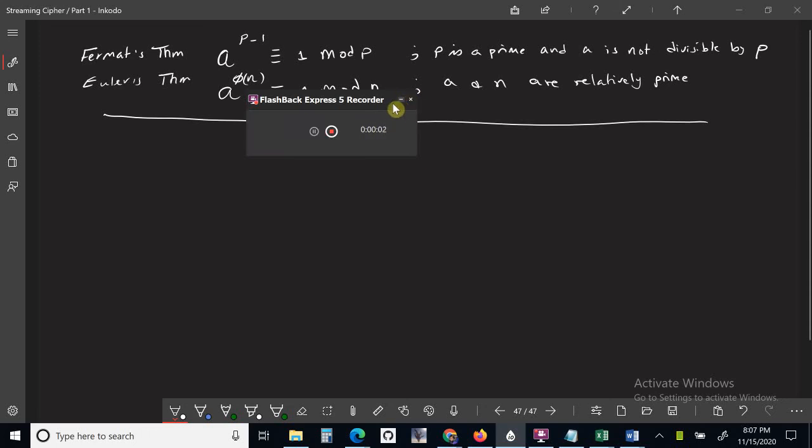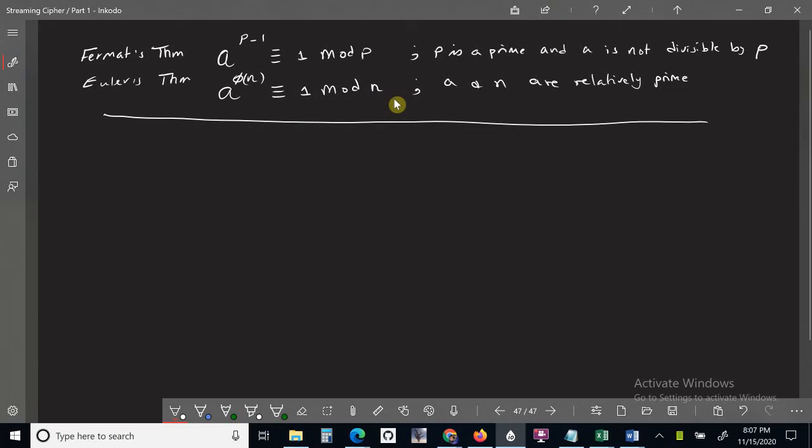Hi guys, I'm back with you to solve some problems on modular arithmetic using Fermat's theorem and Euler's theorem. For this session, I will work with Fermat's theorem, and I'll work with this example.